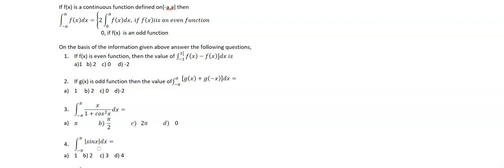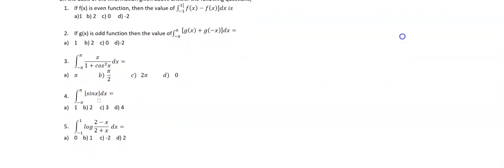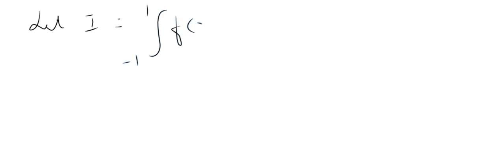On the basis of this information given above, answer the following questions. The first one says, if f of x is an even function, then the value of integration of minus 1 to plus 1 of f of x minus f of minus x dx is a 1, b 2, c 0, d minus 2. Now, let I be equal to integration of minus 1 to 1 f of x minus f of minus x dx.